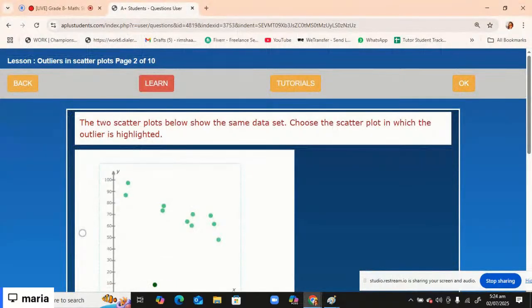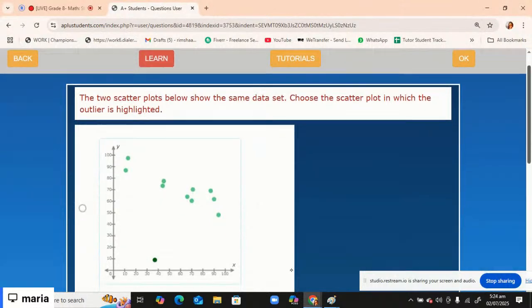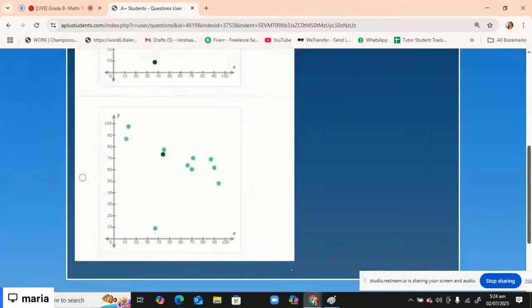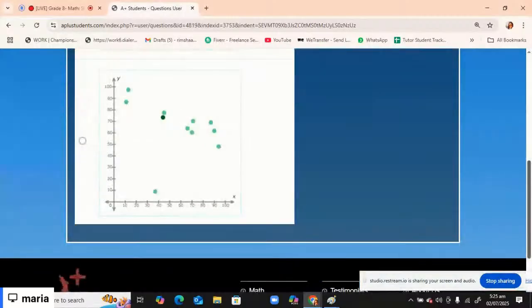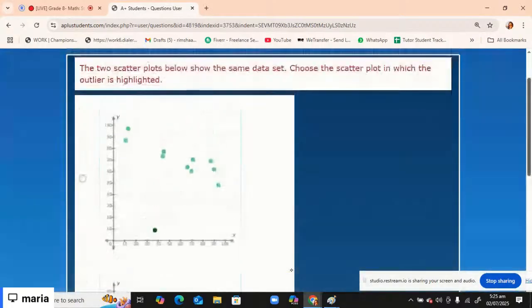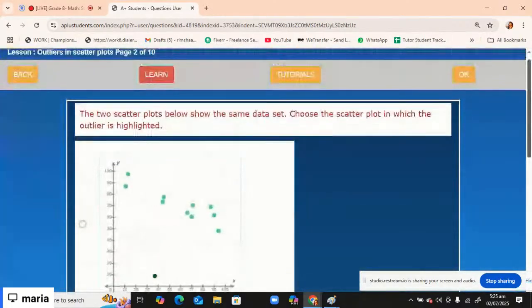The two scatter plots below show the same data. Choose the scatter plot in which the outlier is highlighted. Now you tell me. One point is here, and the other point, look at here, is mixed up with all these points. And the same point is distinguished out. So are these two the same thing? Check, everyone, and then tell me please. Think about it and then tell me which is the right option.